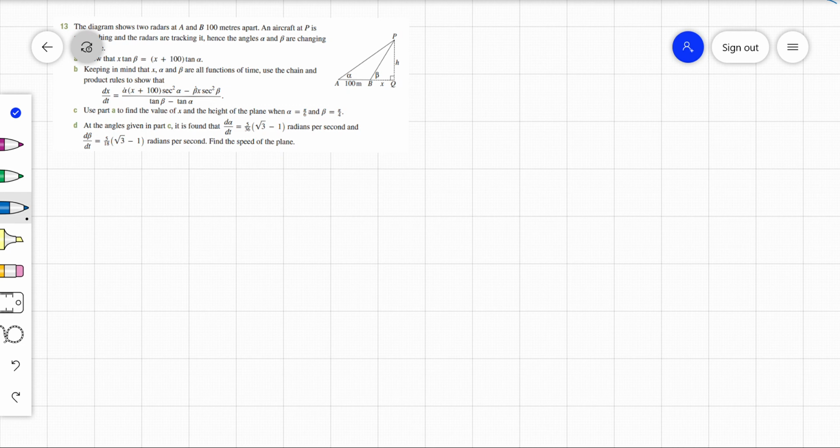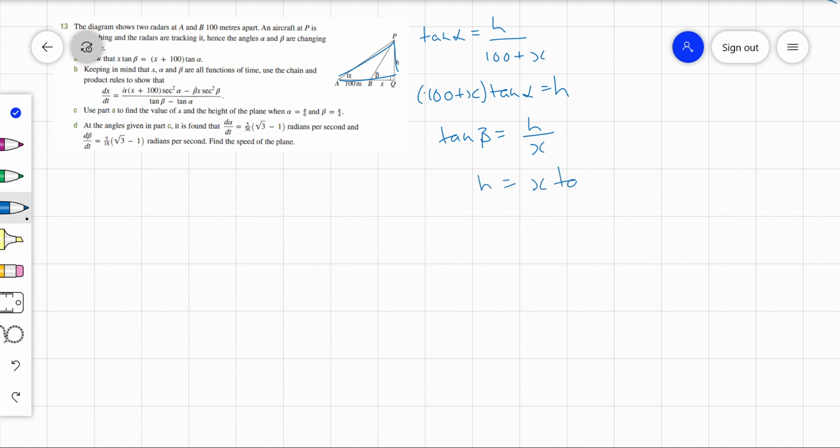Alright, so if we just look at the picture we're given and have a look at tan alpha in the right angle triangle here, so opposite over adjacent. Look at tan beta as well, and make h the subject, so that would be (100 plus x) tan alpha equals h. Now look at tan beta, opposite over adjacent, and make h the subject, and you've got x tan beta.